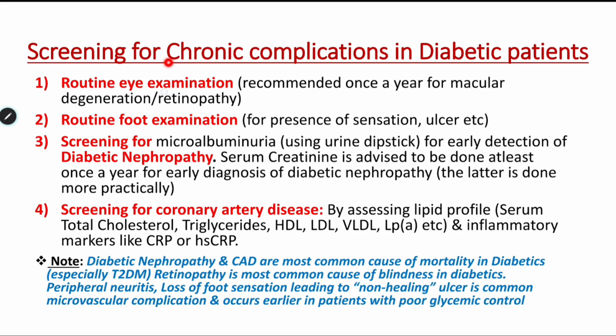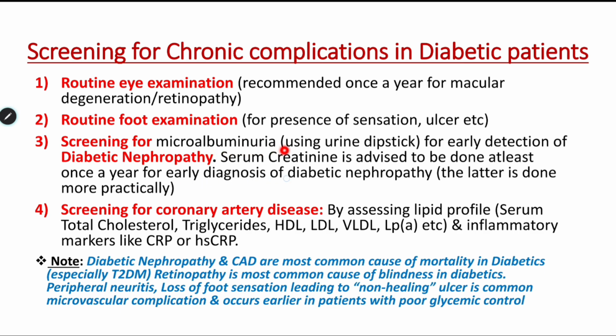How to screen for chronic complications in diabetes mellitus? Routine eye examination is recommended once a year for macular degeneration or retinopathy. Routine foot examination for presence of sensation or ulcer. If there is loss of sensation, the diabetic may not realize that there is some injury to the foot, and that injury doesn't heal, and in fact it can grow and form an ulcer.